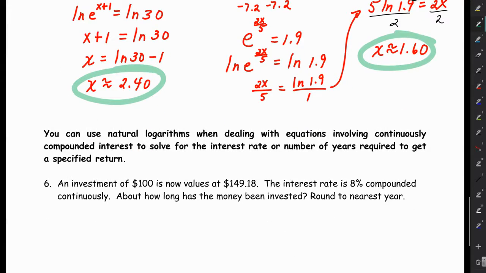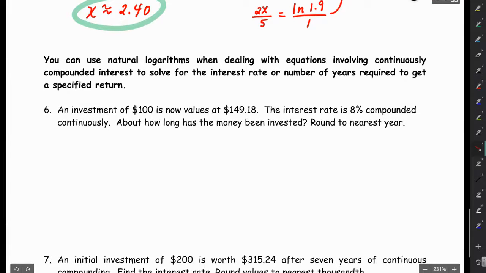You can use natural logs when dealing with equations involving continuously compounded interest, we're back to PERT, to solve for the interest or for the number of years. So in other words, if you have a variable as an exponent in your equation and you need to solve, the natural logs are going to come in handy here. So I'll show you what I mean.